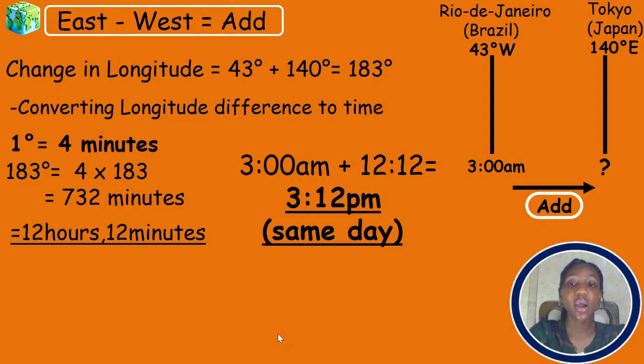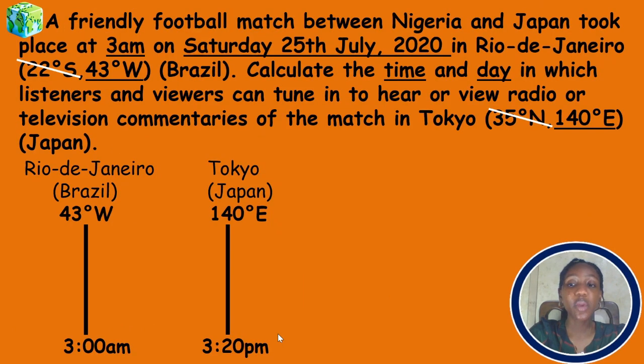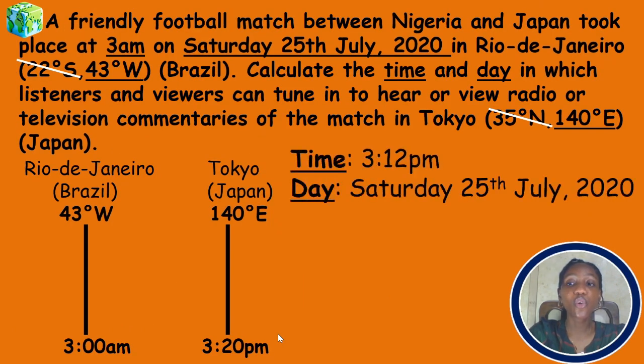Or another way you can add the time difference is by doing it directly. So you add them together, that's 3 a.m. plus 12:12 to give you 15:12 in 24-hour time. And then to get the normal 12-hour time equivalent, you just subtract 12 hours from the 15:12 and that will give you 3:12 p.m. the same answer. So whichever one you prefer. So the time in Tokyo is 3:12 p.m. on Saturday, 25th of July 2020. Listeners and viewers in Tokyo can tune in at this time to hear or view the match commentary.